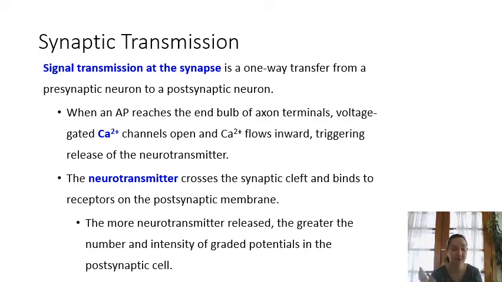What happens when we hit the end of the cell is we trigger a whole bunch of calcium channels to open. Calcium ions are going to rush into the cell, and that's going to trigger the release of the neurotransmitter. Whatever neurotransmitter we have in those synaptic vesicles at the end of the axon terminal is going to get released into the synapse. Those neurotransmitters then take that chemical message across the synapse and can possibly reinitiate an action potential on the postsynaptic neuron.